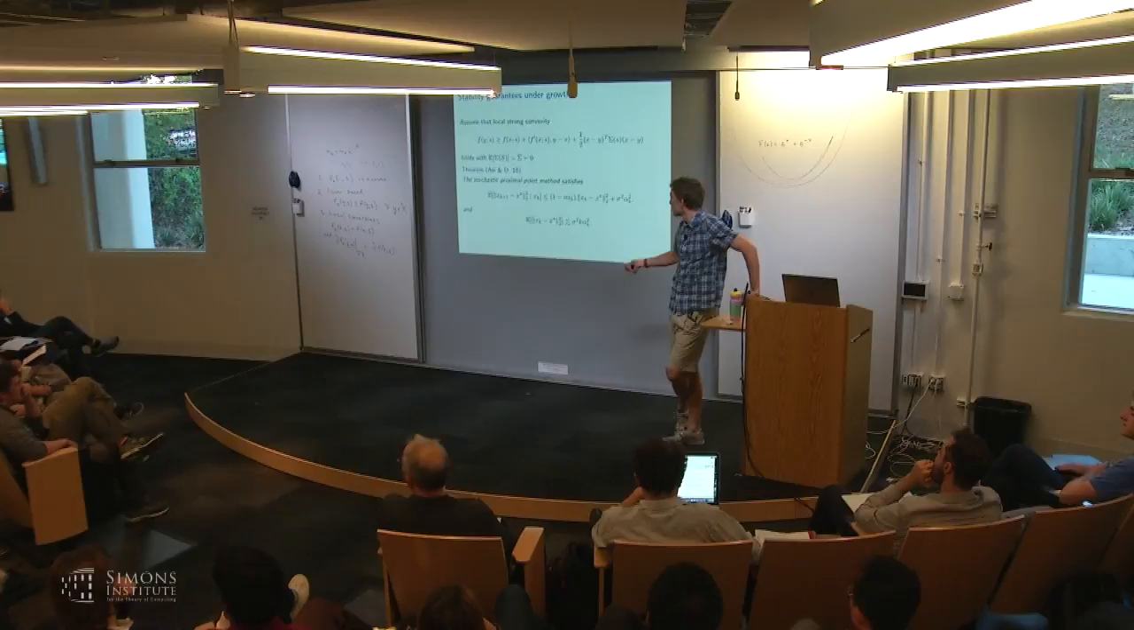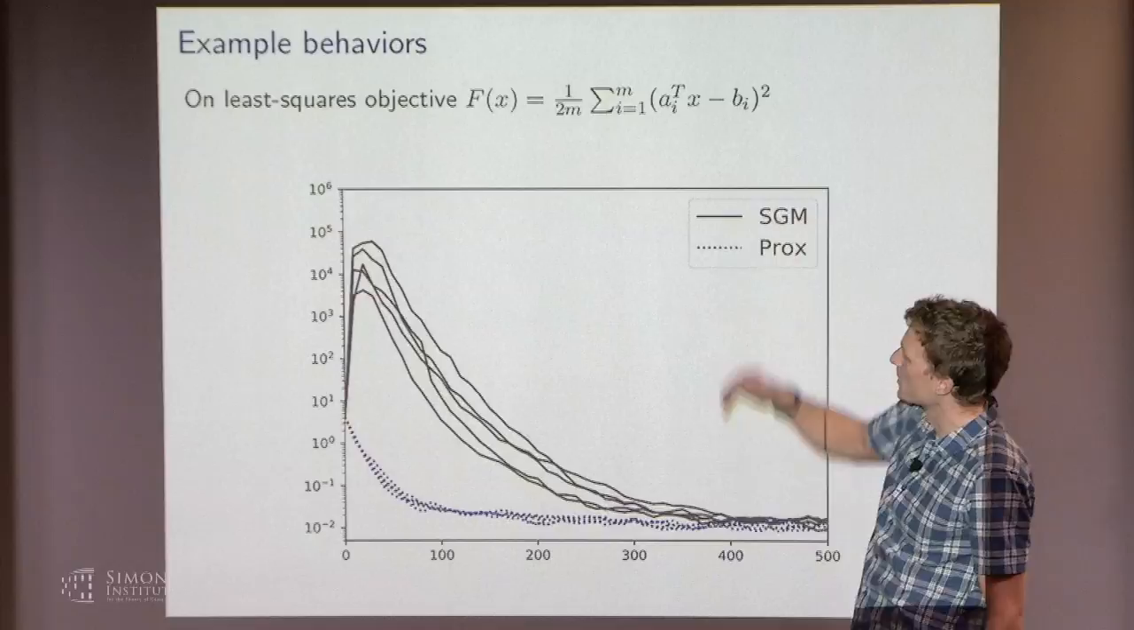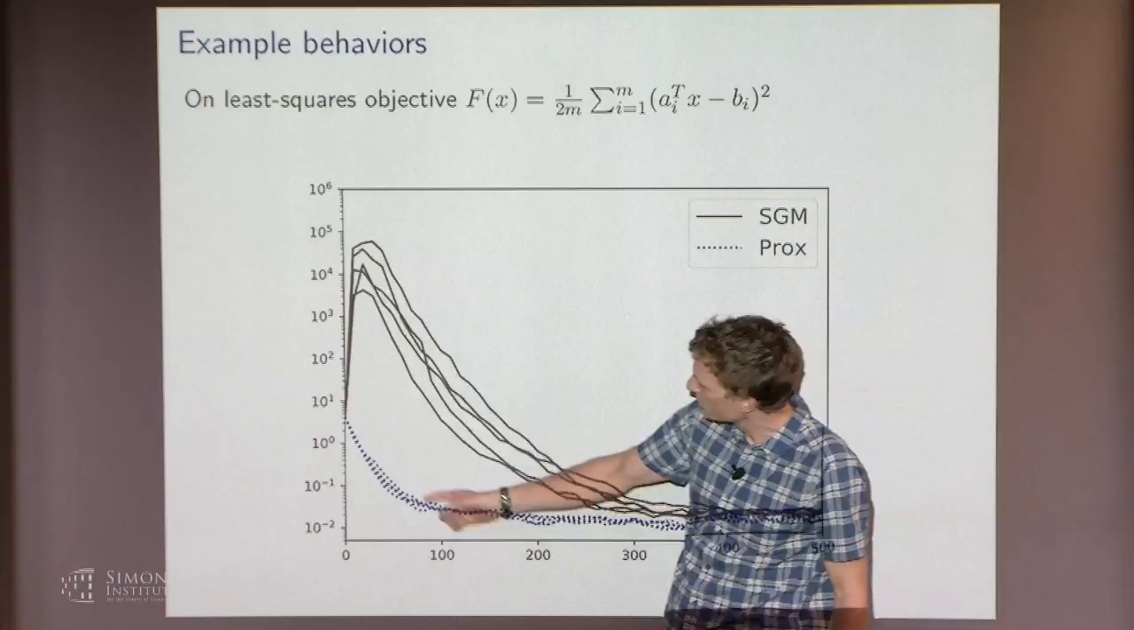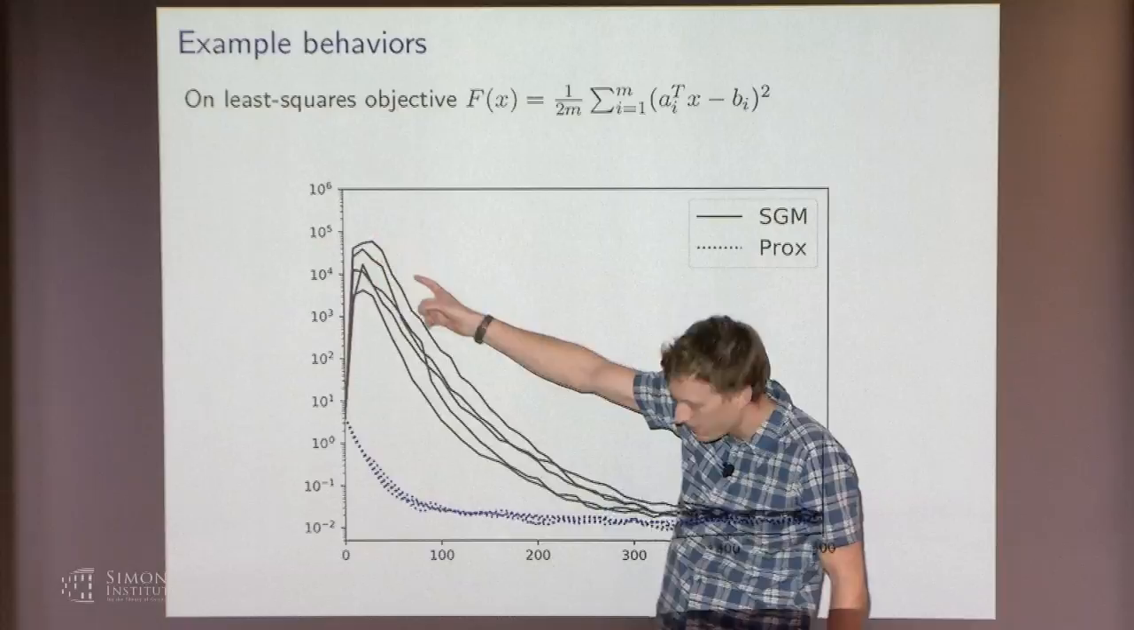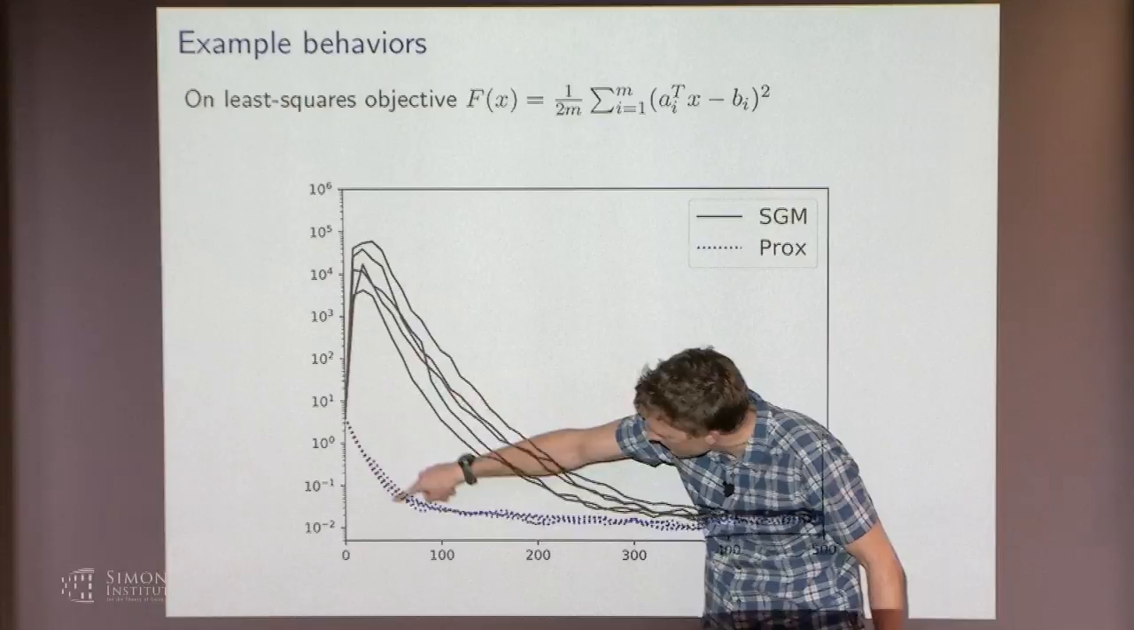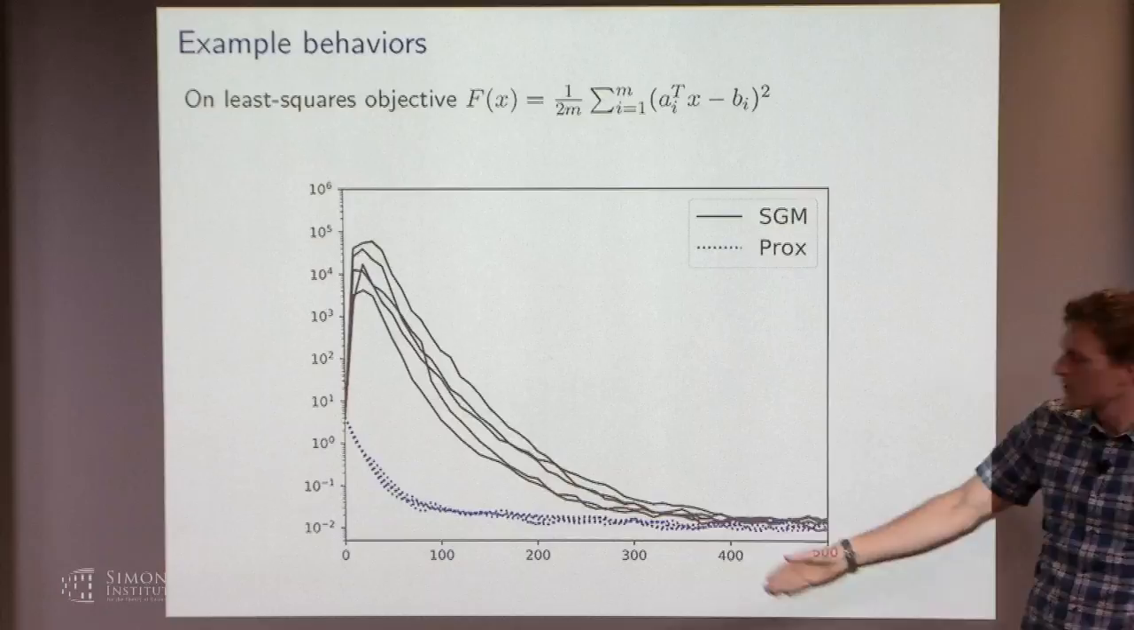So just a fun example. This is what happens on this least squares objective where you run the stochastic gradient method. This is 5 different runs. You can see that over the first 100 or so steps, the stochastic gradient method does diverge exponentially in terms of its loss. And then it eventually gets nailed back down. The proximal point and these related methods get down to the optimum reasonably quickly. They're both getting there eventually, it's just that one of them gets there a lot more quickly than the others.